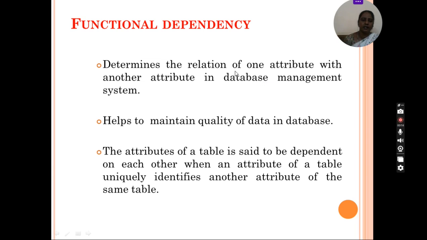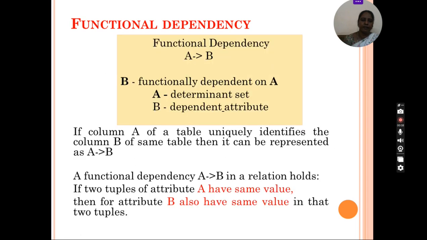What is functional dependency? It determines the relation of one attribute with another attribute in a database management system. It helps to maintain quality of data in the database. The attributes of a table are said to be dependent on each other when an attribute of a table uniquely identifies another attribute. Here functional dependency defines the relationship among attributes.